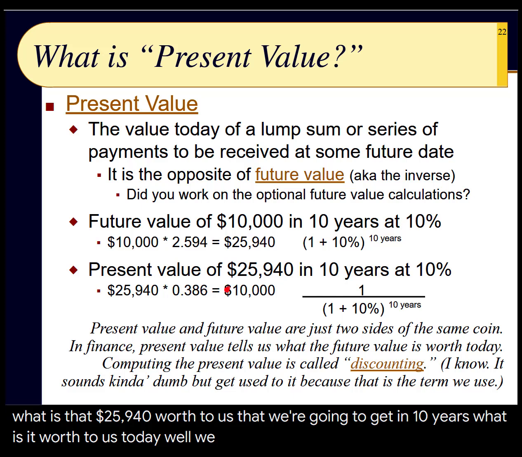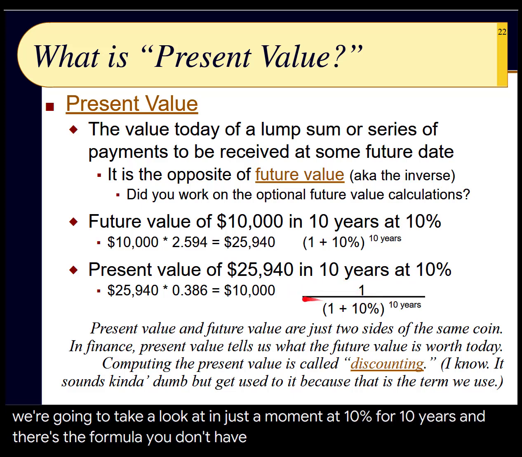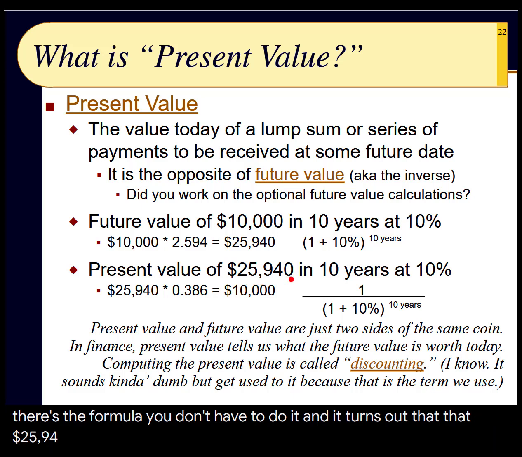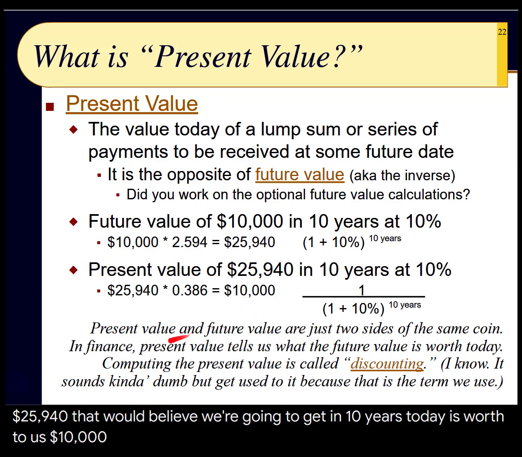Well, we use the present value multiplier, which we're going to take a look at in just a moment, at 10% for 10 years. And there's the formula. You don't have to do it. And it turns out that the $25,940 that we believe we're going to get in 10 years is worth $10,000 to us today. Present value and future value are just two sides of the same coin.